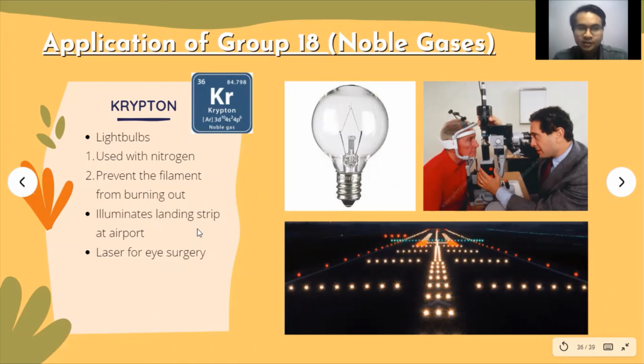Next, krypton can also be used to illuminate the landing strip at airports. As you can see here, krypton is being used to light up the landing strip for the airplane to land on easily. And next, krypton can be used as a laser for eye surgery.